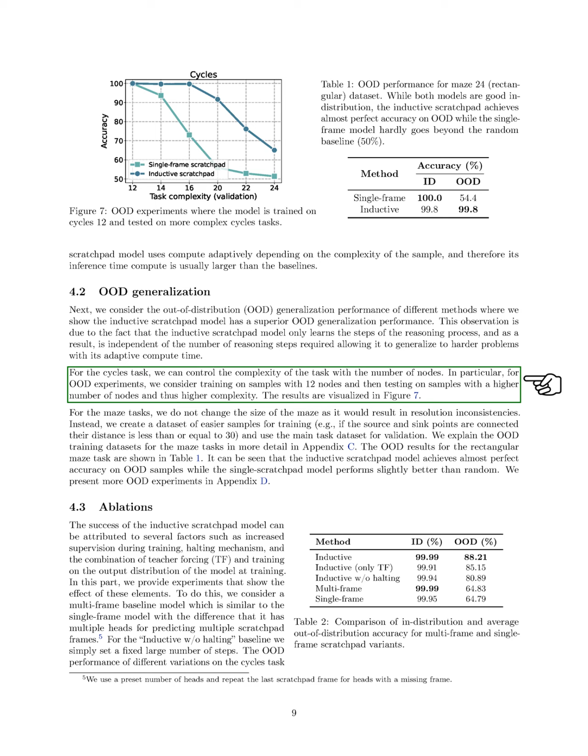The OOD results for the rectangular maze task are summarized in a table, showing that the inductive Scratchpad model achieves nearly perfect accuracy on OOD samples, while the single Scratchpad model performs slightly better than random guessing. We include additional OOD experiments in the appendix.